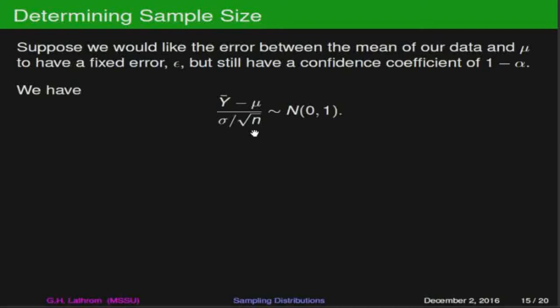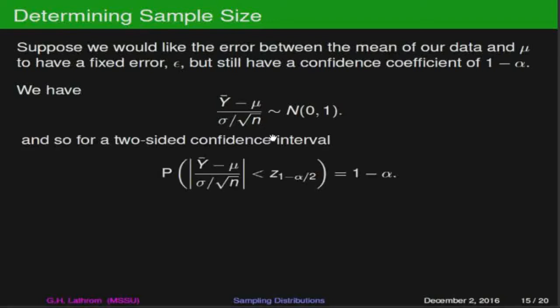Well, we still know that y bar minus mu over sigma over root n is distributed standard normally. And so for a two-sided confidence interval, we want the probability that the absolute value is going to be less than z of 1 minus alpha over 2. So again, we're putting half of the area above, half of the area below, and we want that to have a probability of 1 minus alpha.